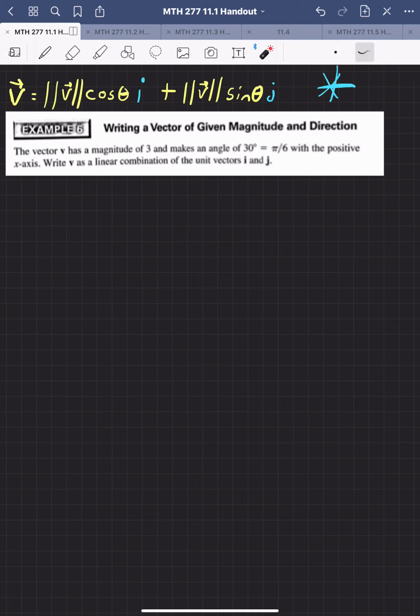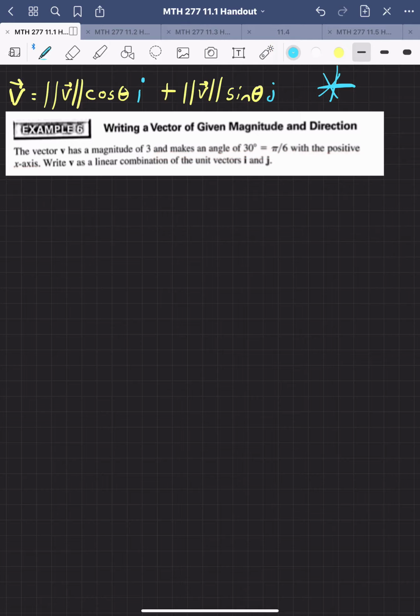Okay, let's put this to work. Let's try it. So we want to write a vector of a given magnitude and direction. I'm going to give you a direction, I'm going to give you a magnitude, and I want you to write me the vector. Here we go. It says the vector v has a magnitude of 3 and makes an angle of 30 degrees, pi over 6, with the positive x-axis.